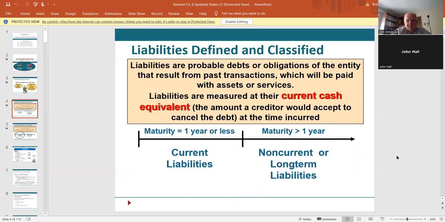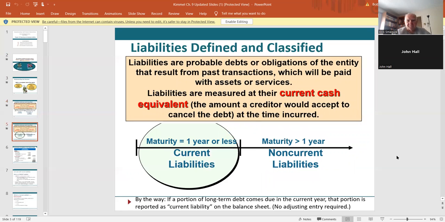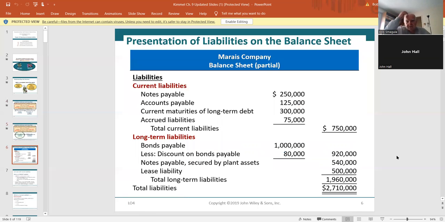Liabilities defined and classified. We know this already. Current liabilities, less than a year, and non-current would be a year or more. So if the maturity is less than a year, it's a current liability. If the maturity is greater than that, it's a long-term or non-current liability. And this is kind of a little bit of a review here. Liabilities are probable debts or obligations resulting from past transactions. I think we know what liabilities are, huh? Current and non-current. And here's a look at how your liabilities are going to look on a financial statement.